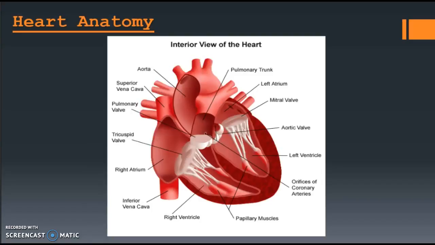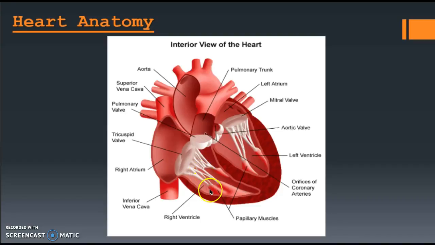So this is another picture of the heart anatomy. So these leaflets of the atrioventricular valves are connected to the fibrous tissue called the chordae tendineae, which are attached to the papillary muscles. And the contraction and relaxation of these muscles allow the valves to open and close. So this here is the papillary muscles, and here are the chordae tendineae.